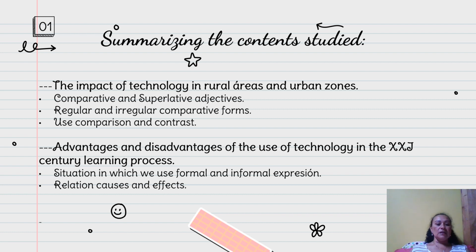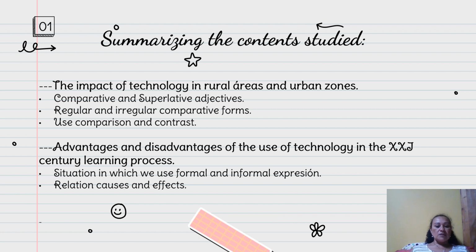Summarizing the contents I studied: the impact of technology in rural areas and urban zones, comparative and superlative adjectives, regular and irregular comparative forms, and the use of comparison and contrast. Talking about comparative and superlative forms, we use the comparative to compare one thing with another, and the superlative to compare more than two things. In comparison and contrast, we may use both, either similar to compare things, and contrast expresses how two things are similar or different.